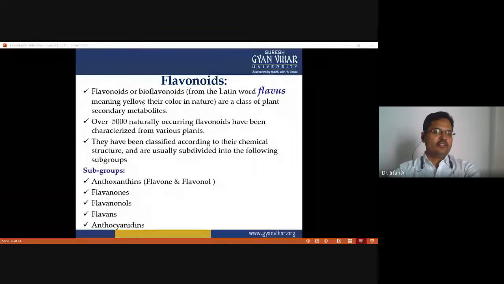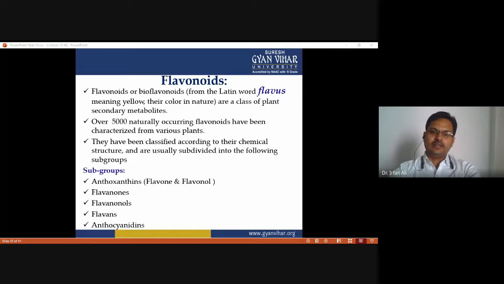And the next is flavonoids. Flavonoids, or bioflavonoids, get their name from the Latin word flavus, which means yellow. They are a class of plant secondary metabolites. Over 5,000 naturally occurring flavonoids have been characterized from various plant species and can be utilized in the treatment of various diseases. They are classified according to their chemical structure and are usually subdivided into the following subgroups.